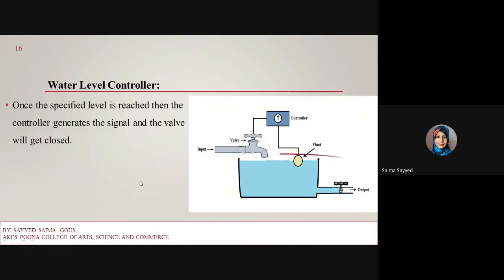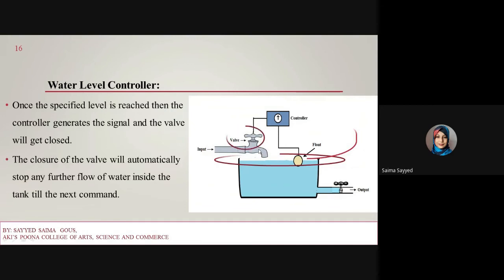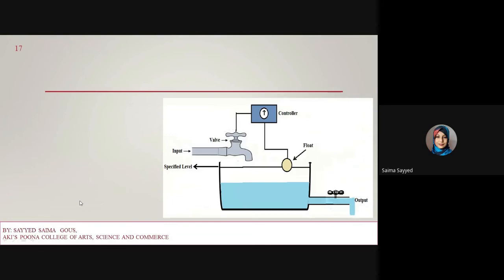Next, once the specified level is reached, the controller generates the signal and the valve gets closed. How does it generate the signal? The float gives the signal to the controller that the specified level is reached. Then the controller acts on this particular valve, and the water stops. The closure of the valve will automatically stop any further flow of water inside the tank till the next command.